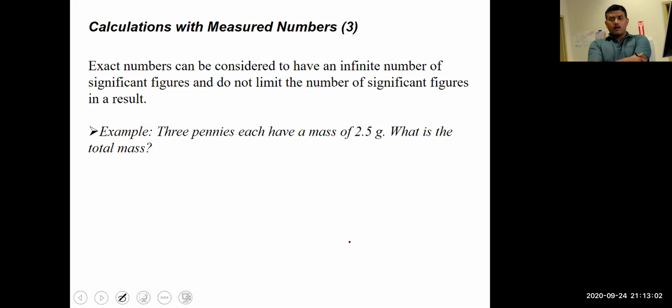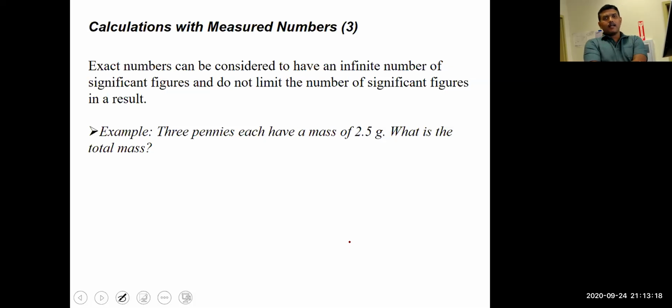So those are two cases that you must remember. Are you doing addition or subtraction, so that you pay attention to how many decimal places are present, or are you doing multiplication or division, so that you will only care about the least number of significant figures?